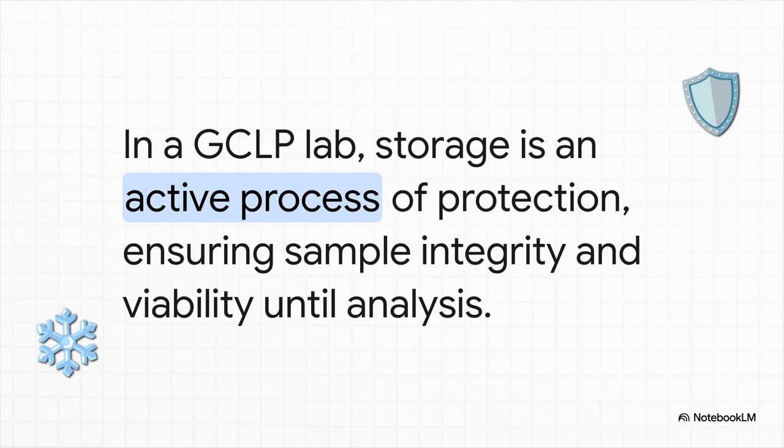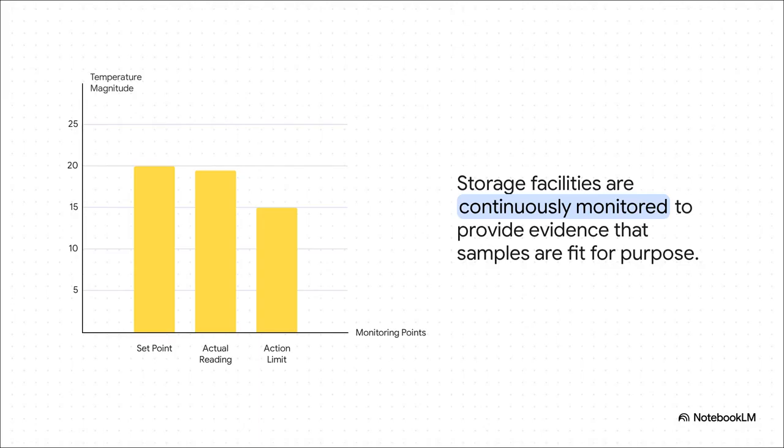Storage is an active, ongoing process of protecting that sample stability right up until the moment it's needed. This chart shows you exactly what I mean. See here? Apex Labs has a set point. That's the perfect temperature for their freezer. But they also have an action limit. If the actual temperature ever crosses that line, alarms go off and a whole corrective action plan kicks into gear immediately. Every temperature check, every little drift, every action taken, it's all logged, creating a perfect, unbroken record.